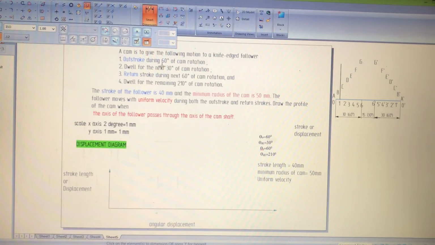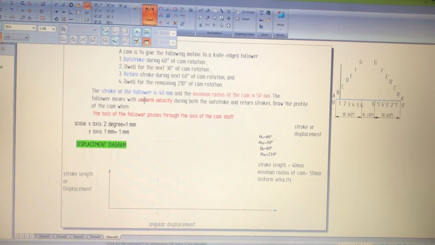First one is outstroke during 60 degree of cam rotation, and the second one is dwell for the next 30 degree of cam rotation, and third one is return stroke during next 60 degree of cam rotation, and the last one is dwell for the remaining 210 degree of cam rotation. Okay, these are the motions. Next, the stroke of the follower is 40 mm. That means the maximum displacement of the follower from the minimum radius of the cam is 40 mm. And the minimum radius of the cam is 50 mm.